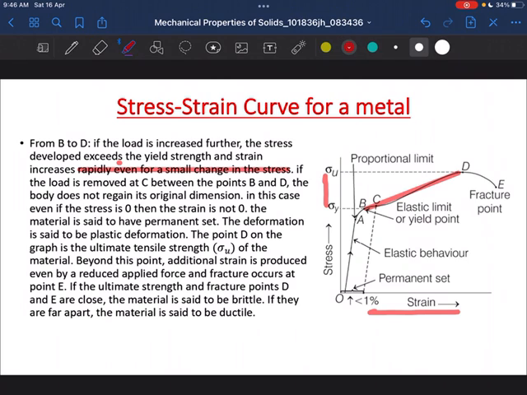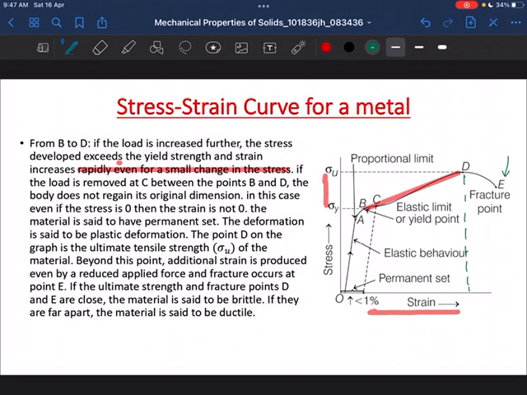So from B to D, if you keep on increasing the stress, what happens is that the strain increases very, very rapidly. But beyond point D, if you decrease the stress, if I lower the stress, still the strain increases and it goes to a point at which it breaks. That point is known as the fracture point.